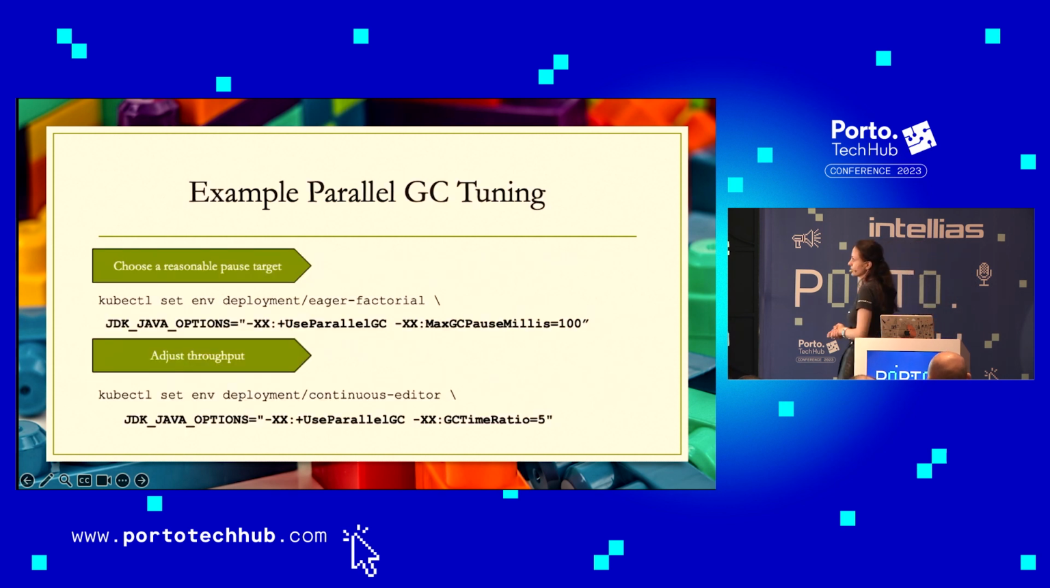Now, if I want to tune it, again, max GC pause millis is going to help me. And of course, to adjust throughput, I'm going to use the GC time ratio because that was in the formula, and I can calculate the throughput that I want based on that.